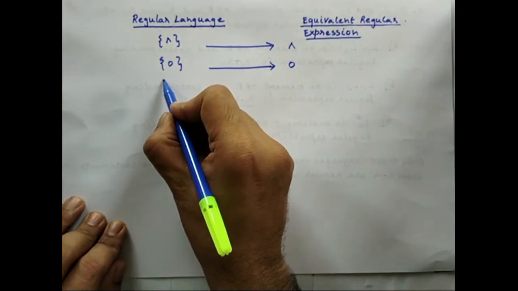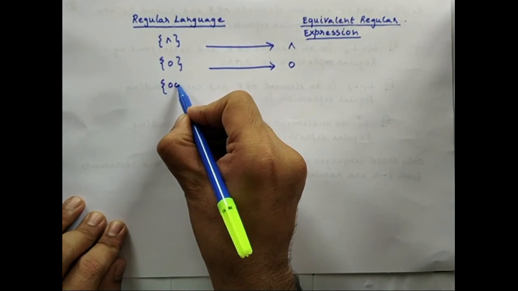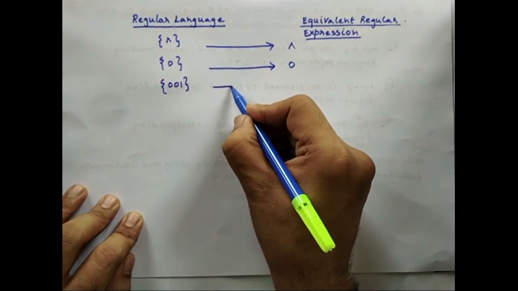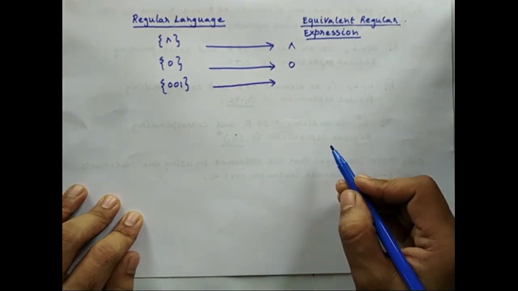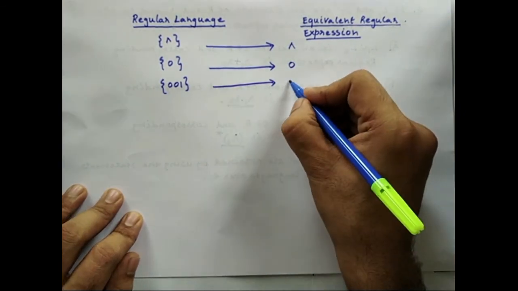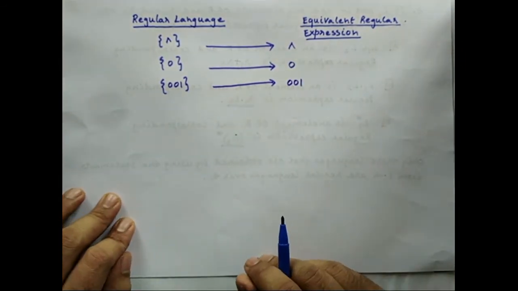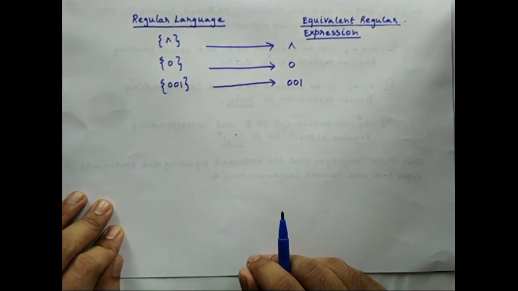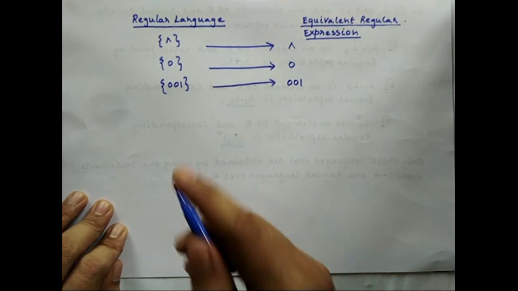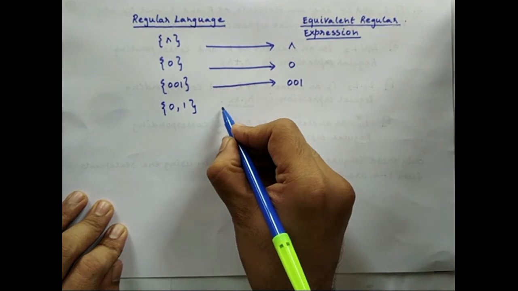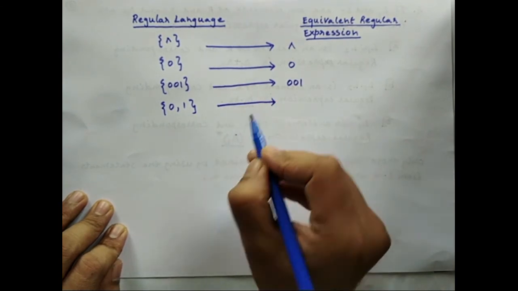See the next one. Suppose the regular language is 001. If this is a regular language, then the corresponding equivalent regular expression will be 001. Here also we have dropped the parenthesis. If the regular language is 01, then what will be the regular expression?